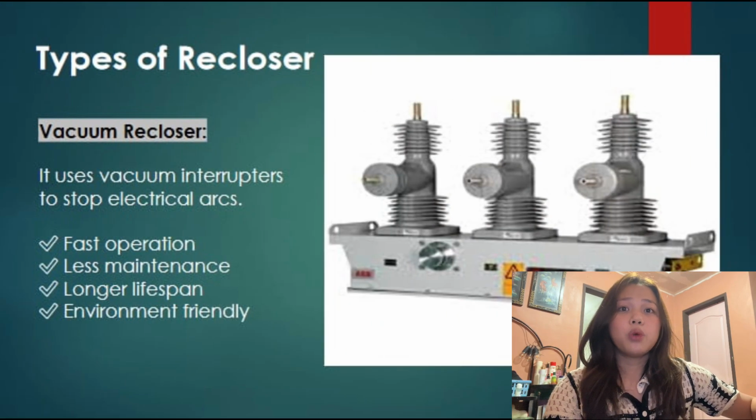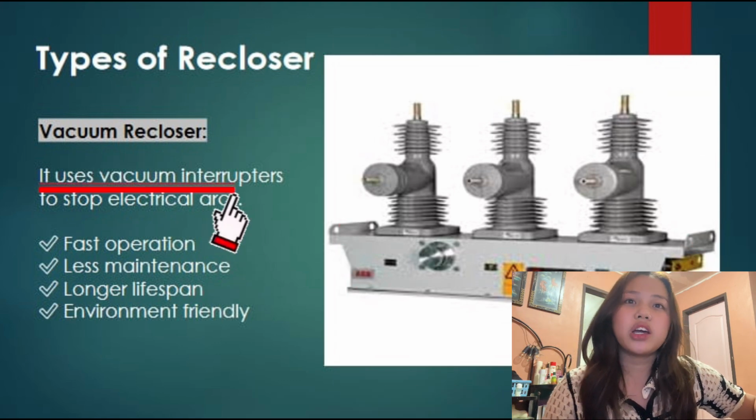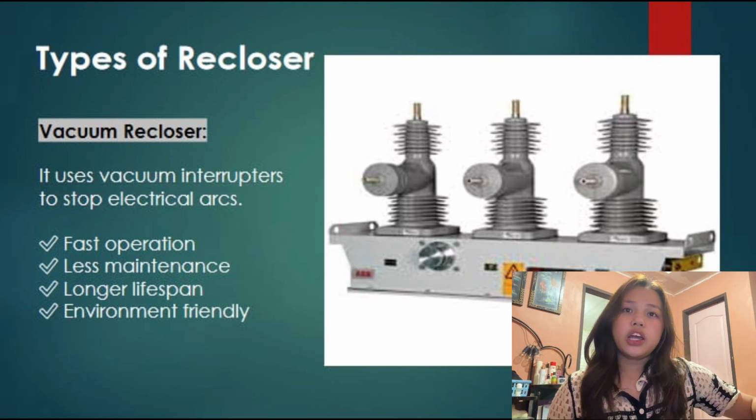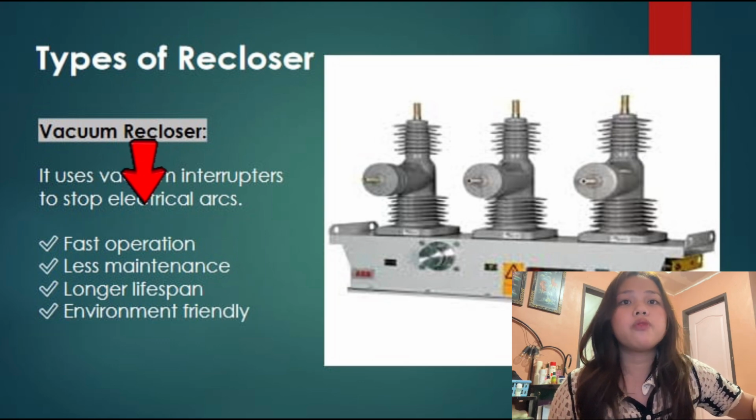Then, the second one is the vacuum recloser. It most commonly used today. It uses vacuum interrupters to stop electrical arc. It also has a fast operation, less maintenance, longer lifespan, and environmental friendly.